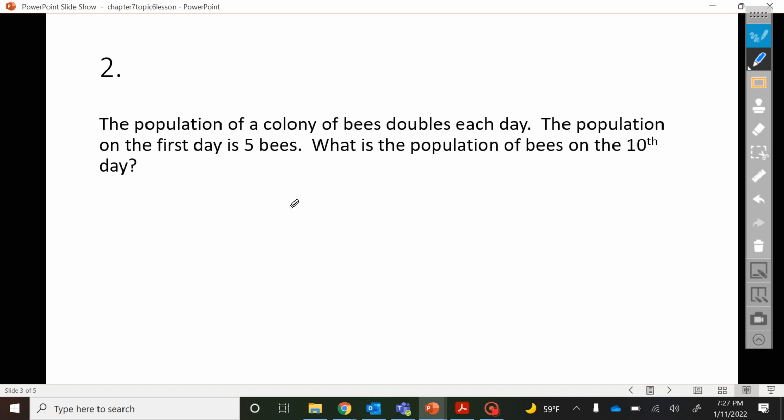So essentially it's doubling each time. On day 1, which is the first term, the population is 5. Day 2, which is the next term, the population is 10.